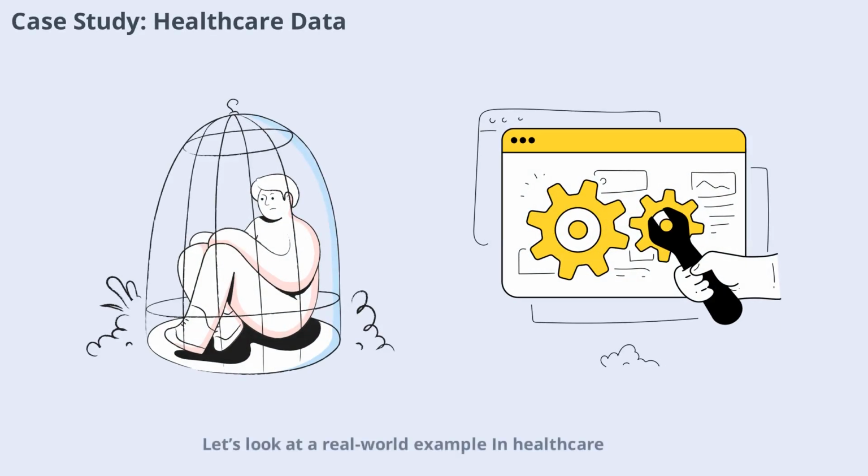Let's look at a real-world example. In healthcare, missing data is common due to patient dropouts or incomplete records. Researchers often use multiple imputation or domain knowledge to fill gaps. By carefully handling missing data, they can ensure that their findings are accurate and reliable, ultimately improving patient care.